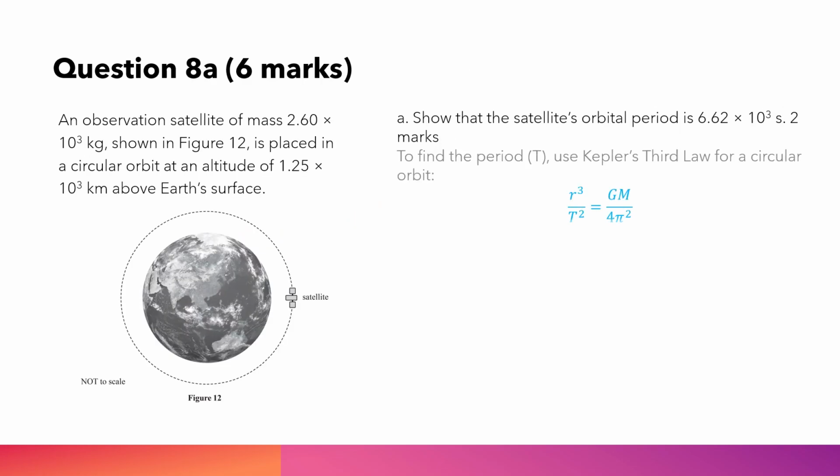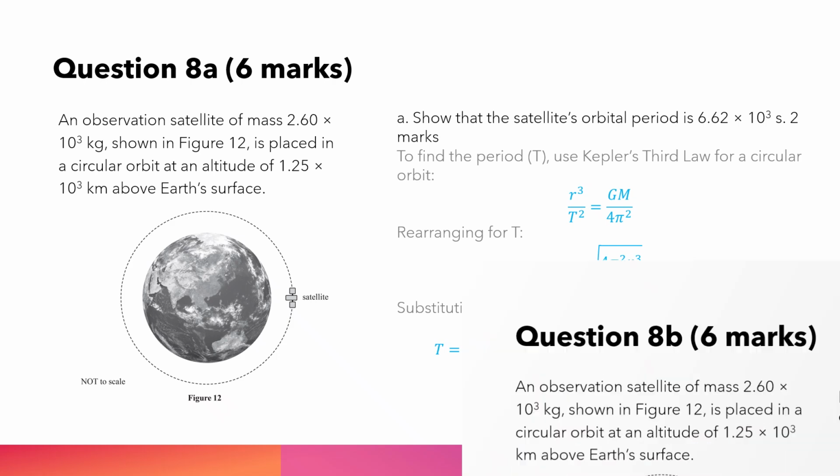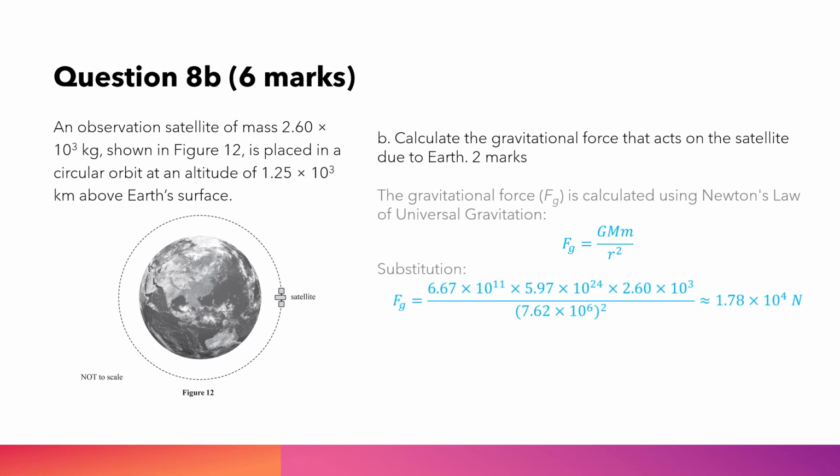To find the period, T, use Kepler's third law for a circular orbit, rearranging for T, then substitute. The gravitational force is calculated using Newton's Law of Universal Gravitation, then substitute.